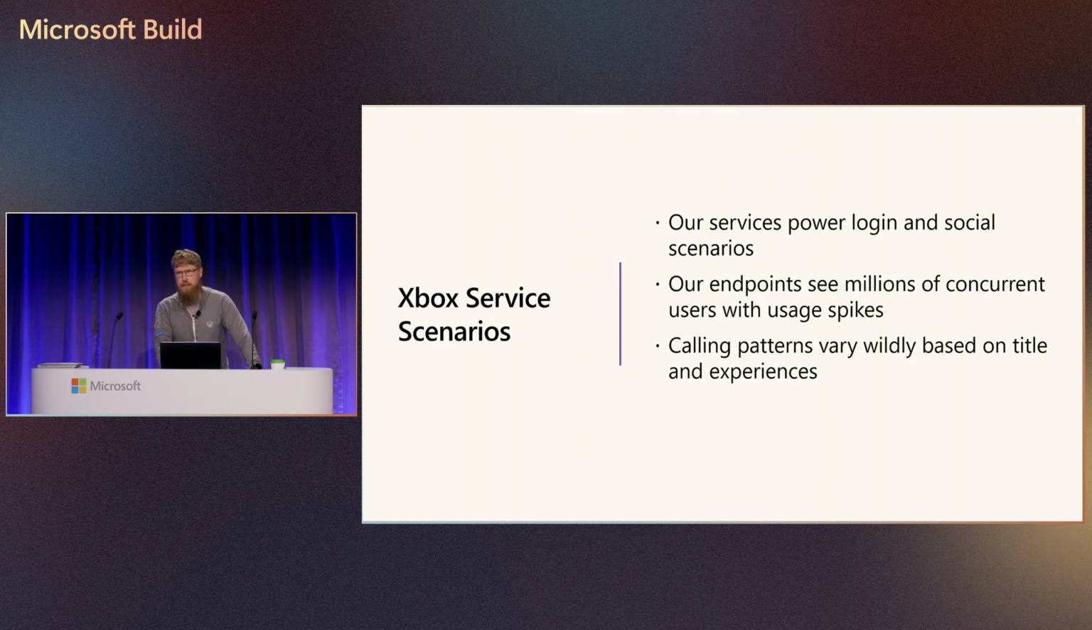So the first thing I want to talk about is the scale, or the scenarios of our service. We power the login and social scenarios. So think when you boot up your Xbox and you log in, you get your login token, you're sending messages to your friends, you're seeing who's online. We see millions of concurrent users, and we have very wide-ranging experiences based on the calling patterns. So when you boot up your Call of Duty game, it is going to have a very different calling pattern than your Fortnite, and people go back and forth between those games, and we see a lot of high load.